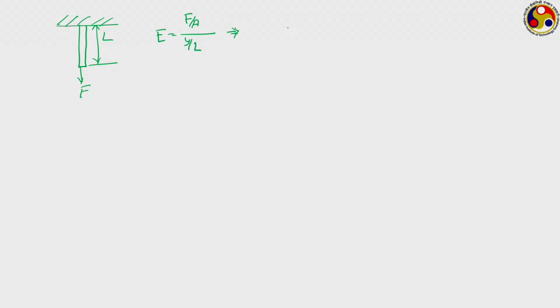That is, we can write E is equal to FL by AY, or K is equal to F upon Y, that is equal to EA upon L. So, by changing the dimensions of the system in terms of length or area, or by using a material having a higher value of Young's modulus, we can get a higher value of this K.